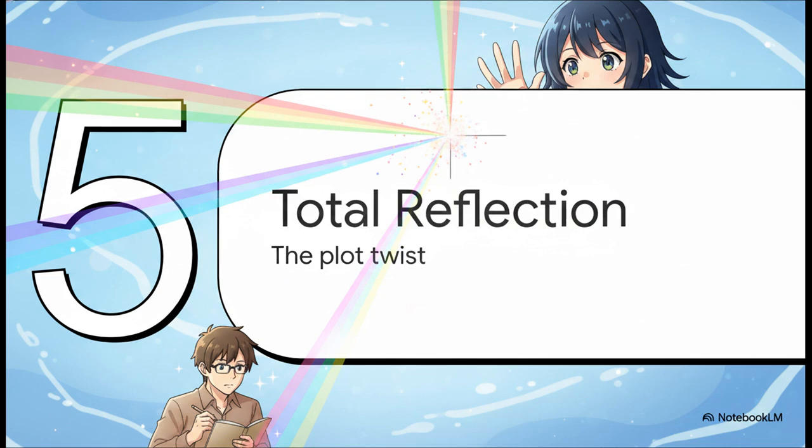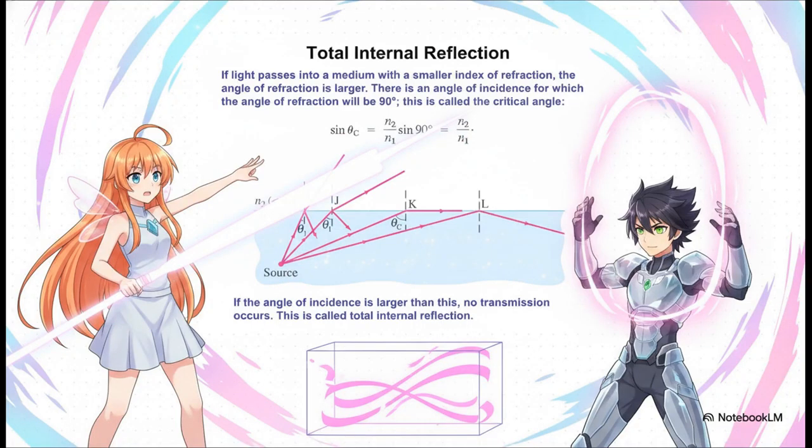So, welcome to Section 5, Total Internal Reflection. This is the big plot twist of our explainer. Let's see how this builds on what we just found. Remember how light bends away from the normal line when it speeds up, like when it moves from plastic back out into the air? Well, picture those light rays radiating outward.